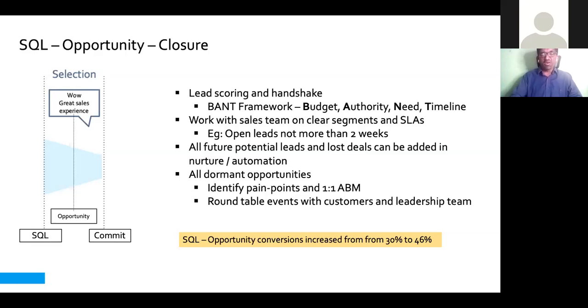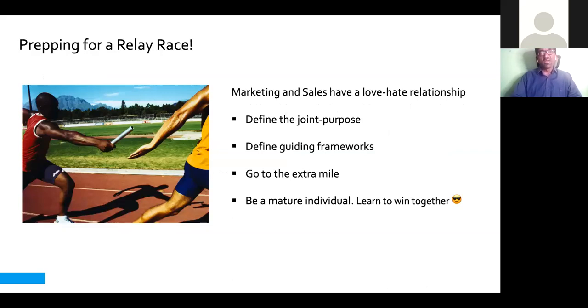Right, so we have covered the entire funnel, all the way from a prospect to a customer. The most important thing to talk about is the relationship between sales and marketing. I would call this a relay race. In a relay, both of them have to run fast, and you have to give away the baton to somebody else in the quickest possible time in a collaborative way. Otherwise you're going to get screwed up. And it's a love and hate relationship, and it's good to have that.